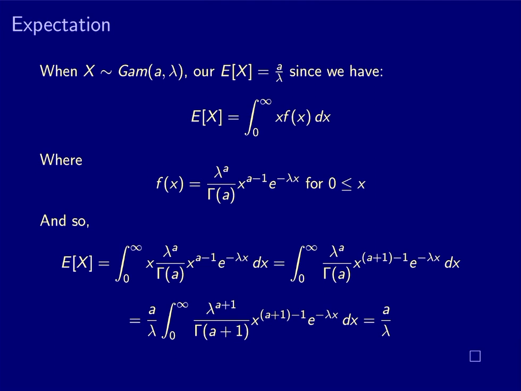So that's how we get here, right? And then we're also using the property that this integral right here follows gamma with parameters a plus 1 and lambda. So this guy has to integrate to 1. And that's how we get this here.